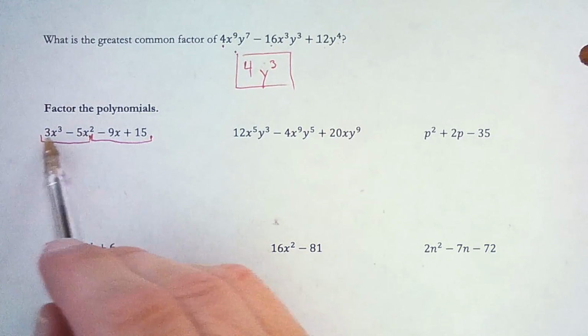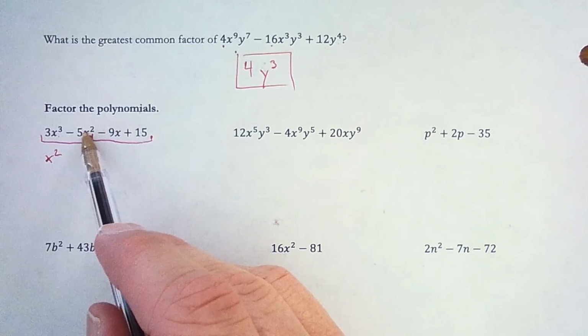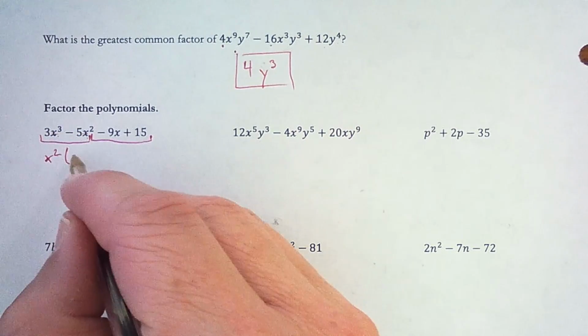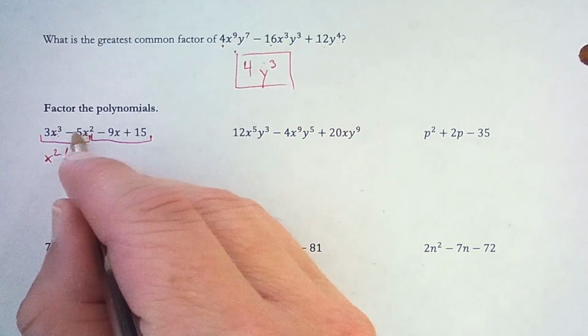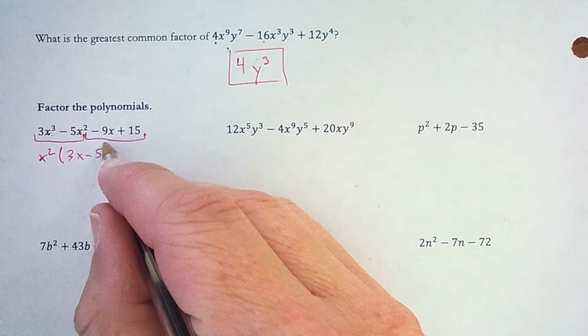Now, is there a greatest common factor of these two terms? There is. It's 1x squared. So x squared is the greatest common factor here. So I'm going to factor out an x squared. 3x cubed divided by x squared is 3x. Negative 5x squared divided by x squared is negative 5.